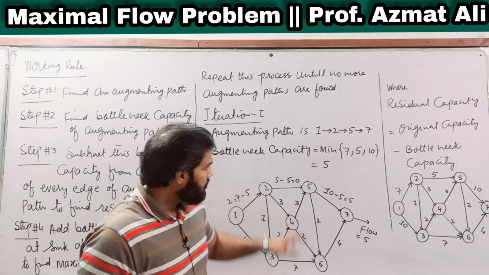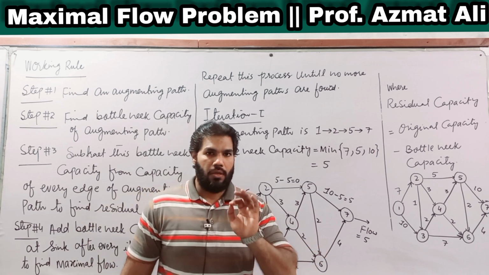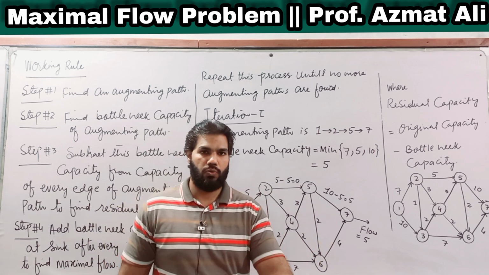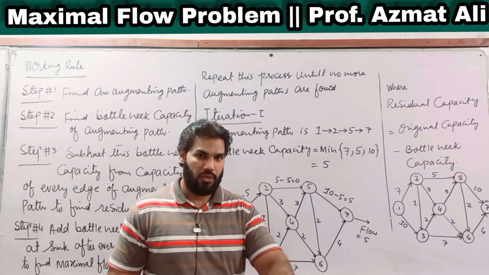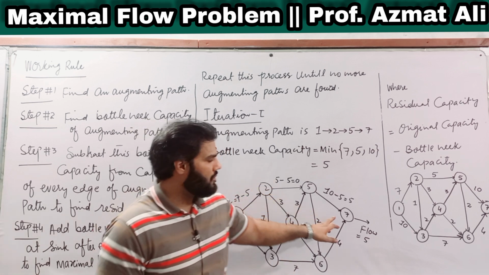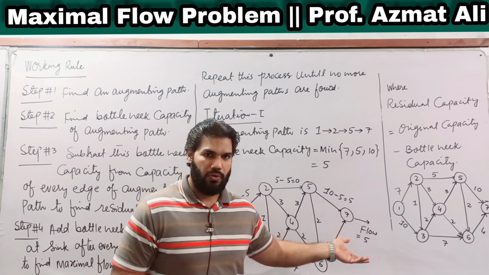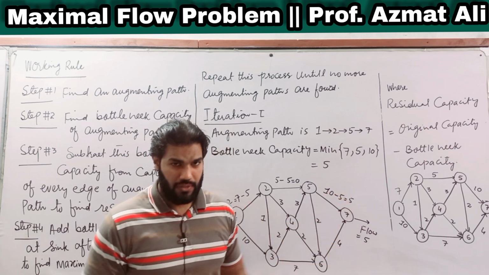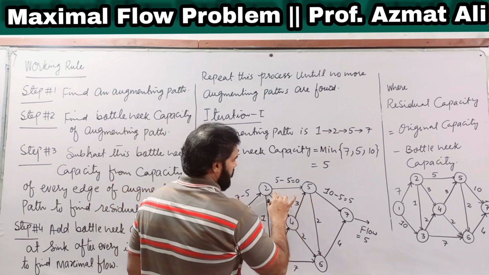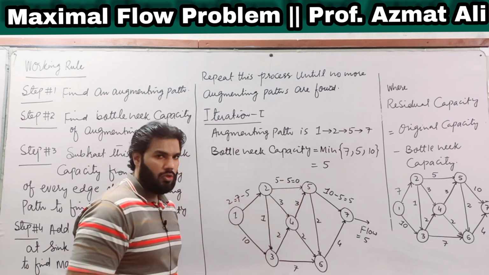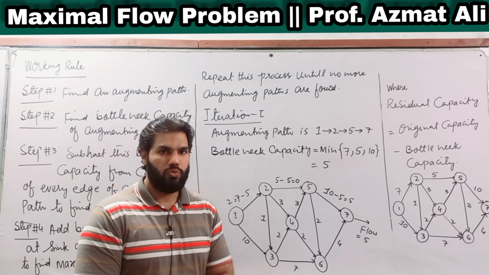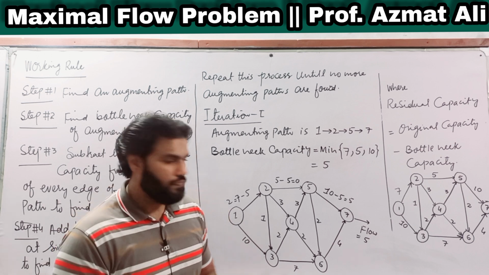When we subtract the bottleneck capacity from every edge of the augmenting path, we obtain the residual capacity, whereas the same bottleneck capacity will be added to the sink node to find the optimal flow at every iteration. Further, as the residual capacity of the edge from node 2 to node 5 is 0, this edge is blocked now and cannot be used in further iterations.